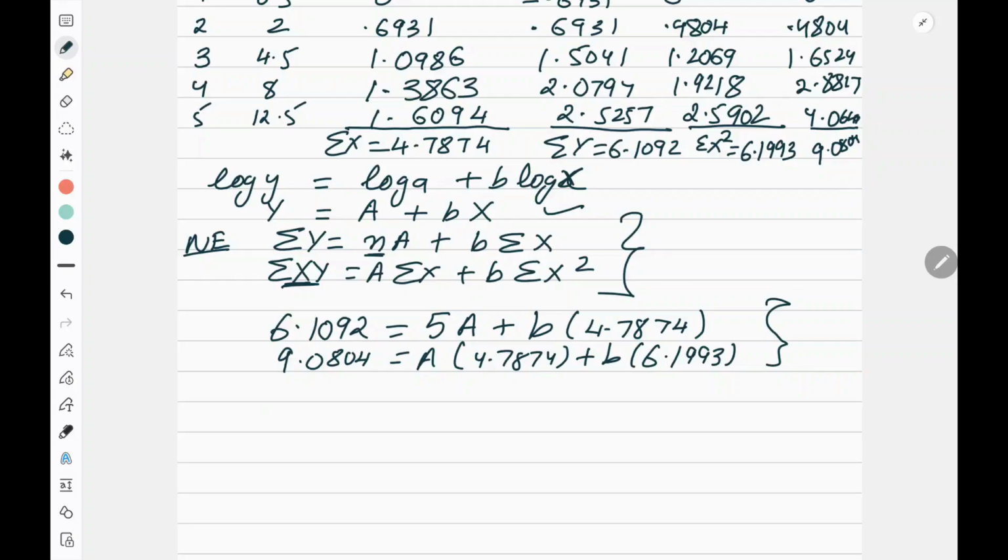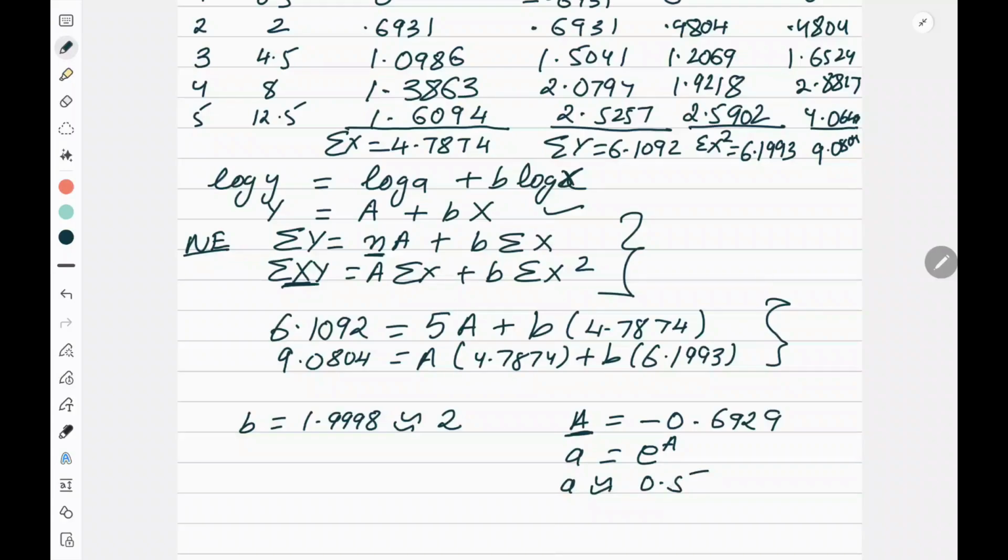So you will observe that small b is 1.9998, which is approximately equal to 2, and a is equal to minus 0.6929. Now this is the capital A. So what is small a? I told you it is e to the power capital A. So in calculator you use e to the power and find out a. So a will be equal to approximately 0.5.